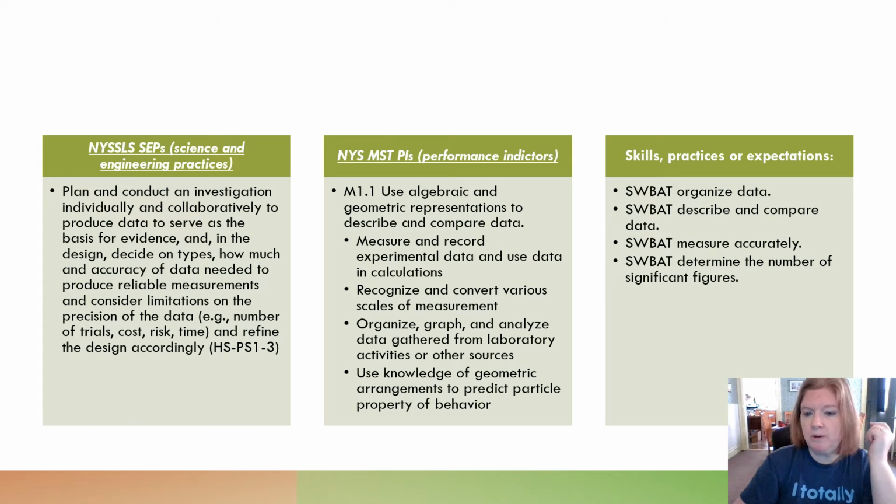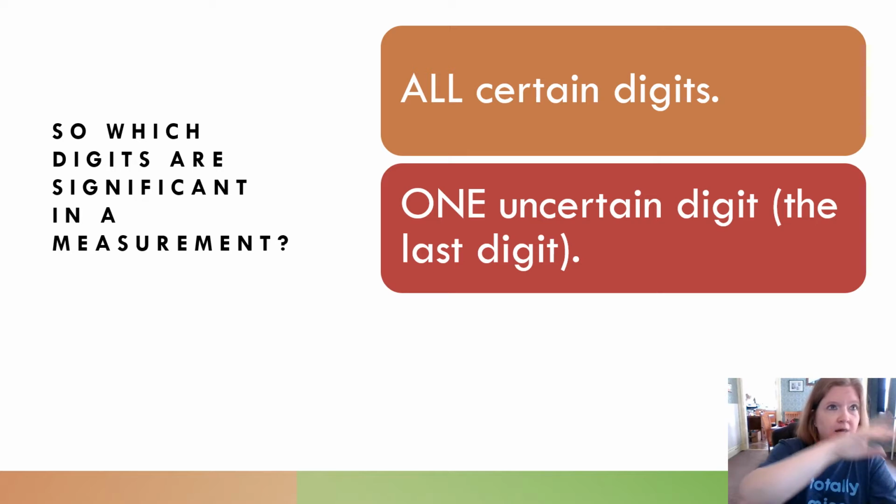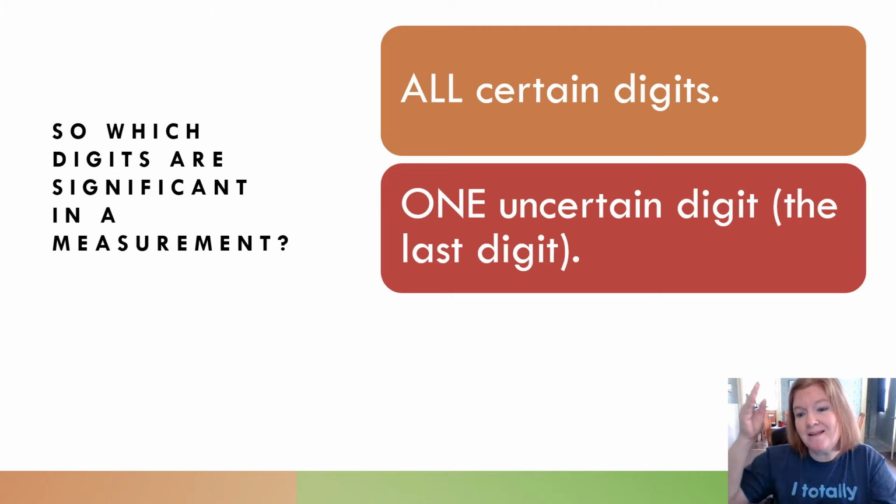Pause the video if you really want to look closely. But we're going to get to it. So a couple of reminders. Remember, all the certain digits and one uncertain digit, that last digit in the measurement, the one where you're like, I think, that's the one that's uncertain. Exception, when we count. If I count 753 exams, all of those digits are significant, the 7, the 5, and the 3. There's no uncertainty when I counted, but when I measured, the last number, the number furthest to the right, is uncertain, but it is still significant.